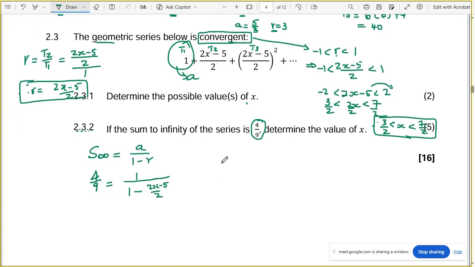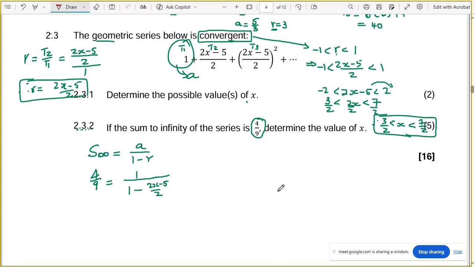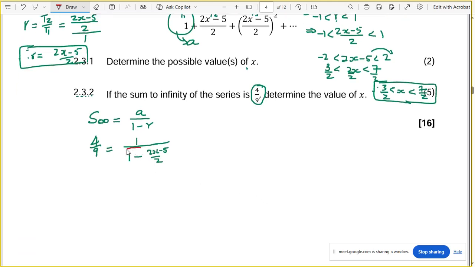This is giving algebraic expressions, algebraic fractions. You just have to understand how to simplify fractions, okay? Yes. Okay, I'll work this out for you so that you can see how it works. First thing first, I'll solve the denominator first and see what I get, okay? So I have 1 minus 2x minus 5 over 2. I need to make this one fraction. I can say this is 2 over 2, with minus 2x minus 5 over 2.